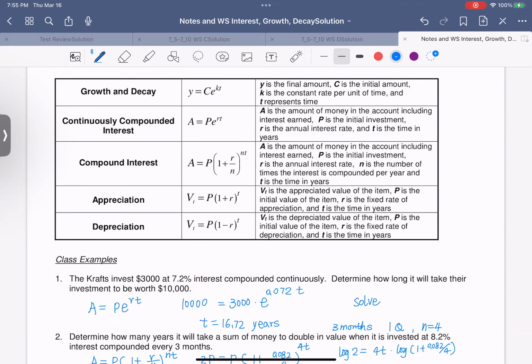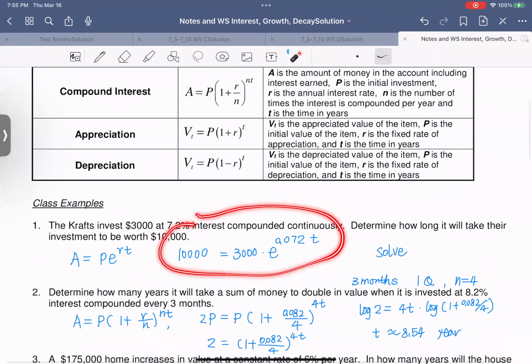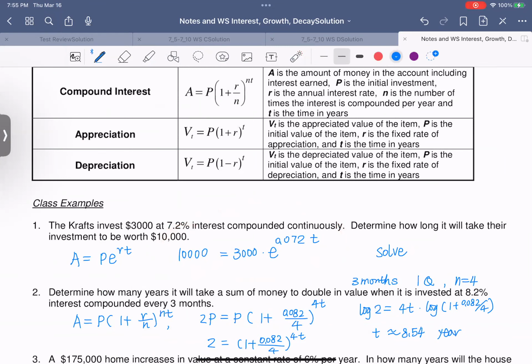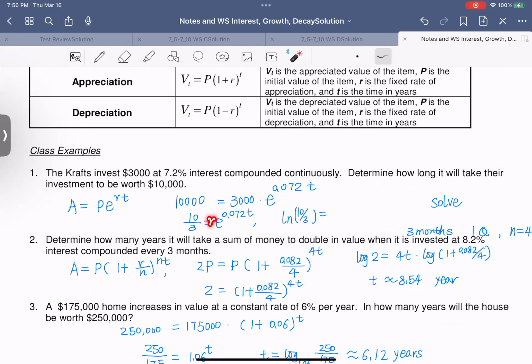Yes. And then we can solve this. The reason we learned the log is so we can solve real world problems. So we can do 10,000 over 3,000, which is 10 over 3. Then you can take the natural log. When you do the natural log, you do ln of 10 over 3, and you do the ln over here.